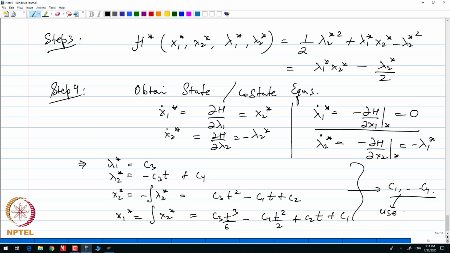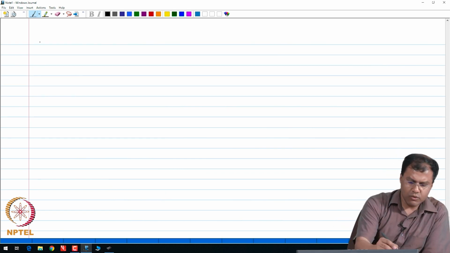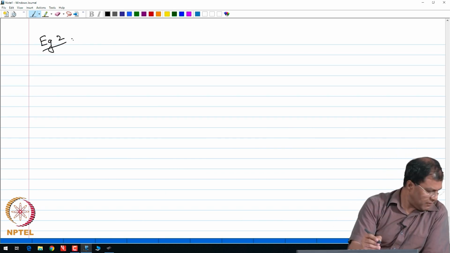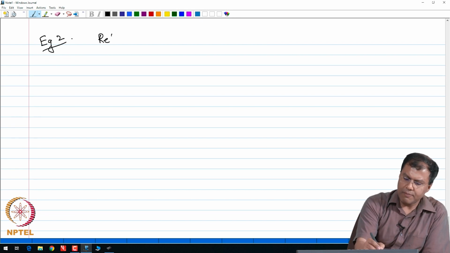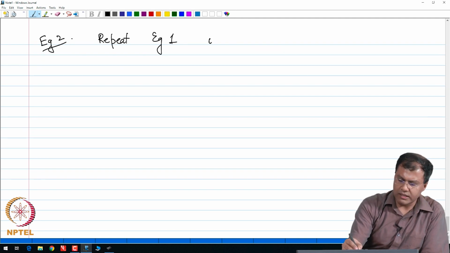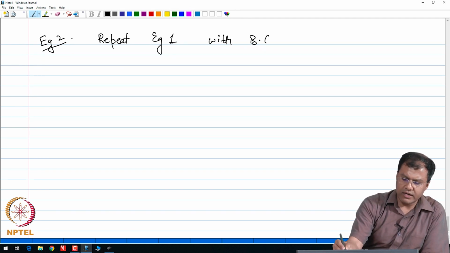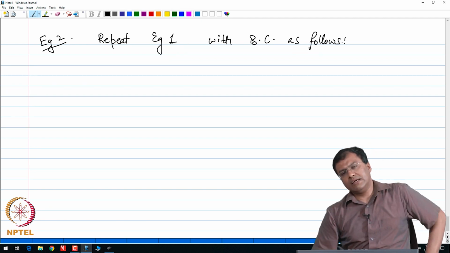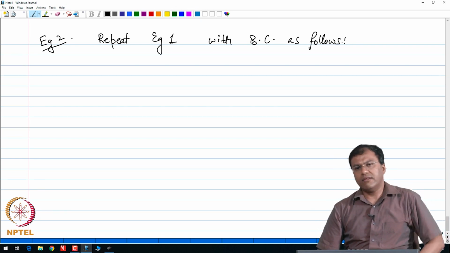In order to find this, we use our boundary conditions x bar of t 0 and x bar of t f, right, and we will find these constants. So, I leave the evaluation of the constants to the students and look at another quick example. In the second example I am going to repeat my first example, repeat example 1, but this time with the following boundary condition. I just want to highlight the solution method with the different cases that we have.